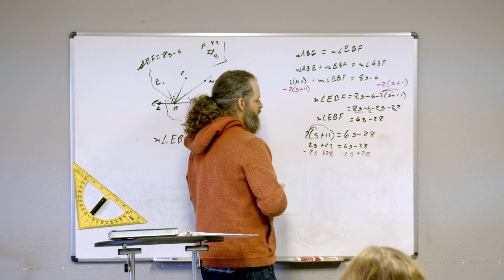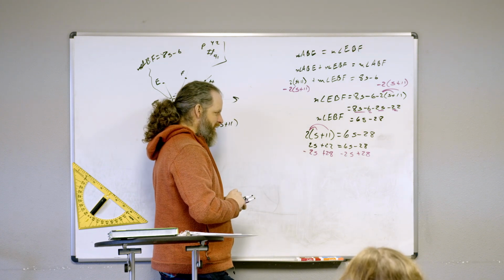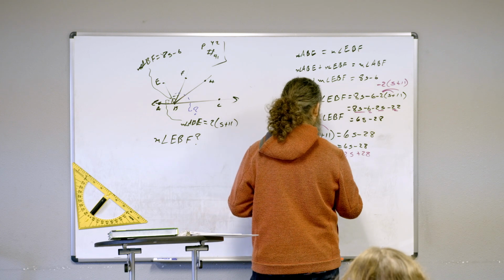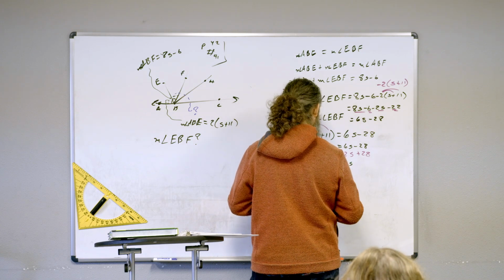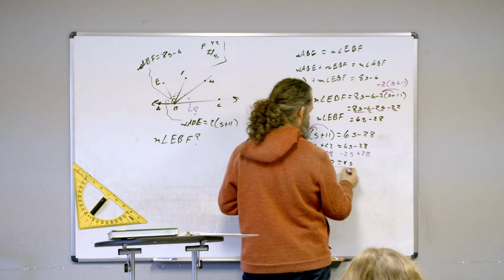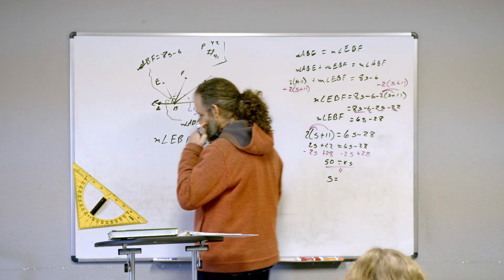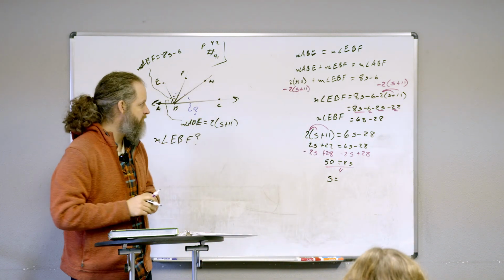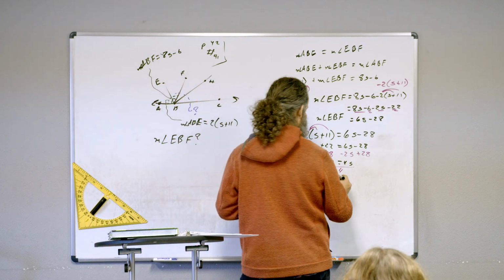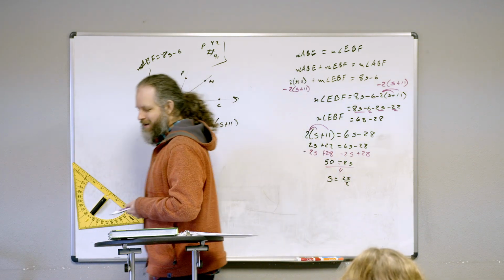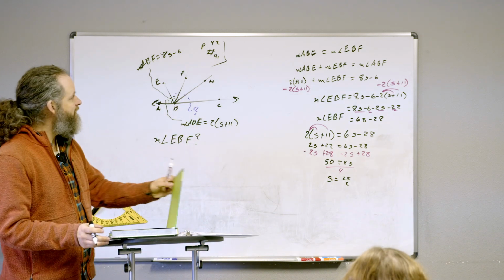Okay, so 22 plus 28 is what? 50 equals 4S. Divide by 4. And we end up with S equals what? 25 halves. But we're looking for EBF, so what do we need to do?